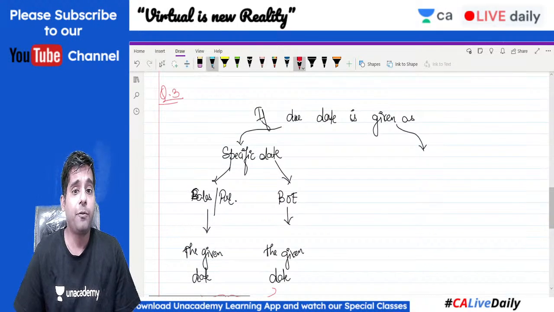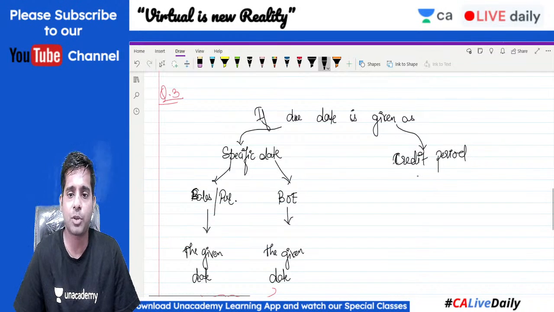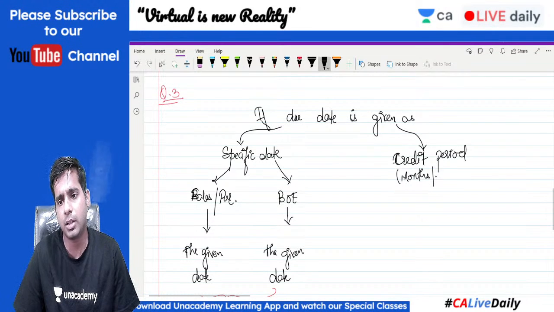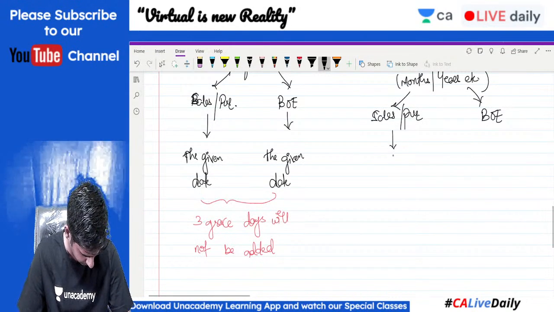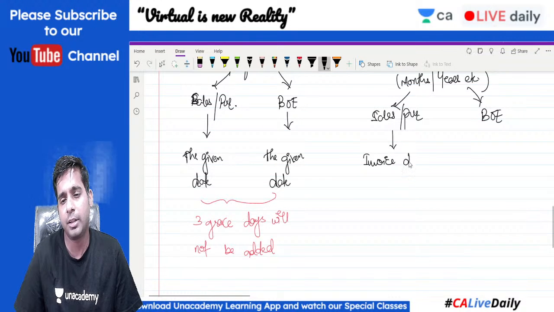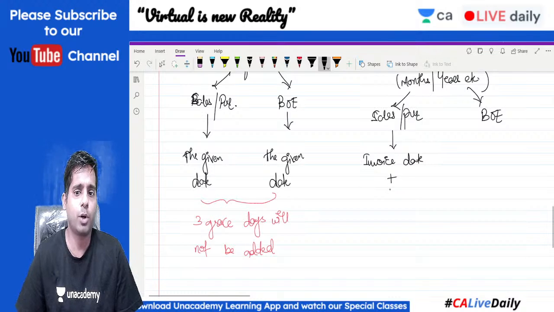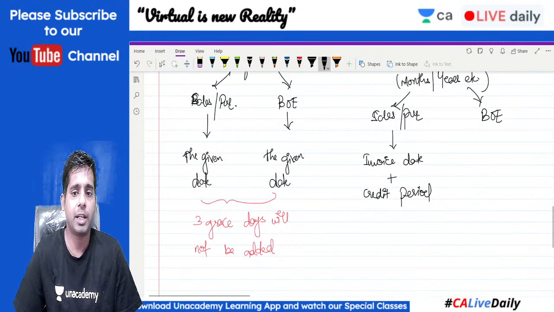If due date is given in terms of credit period, say in terms of months, years, etc. So in case of sales or purchase transaction, what will be the due date? The due date will be invoice date or transaction date plus credit period.